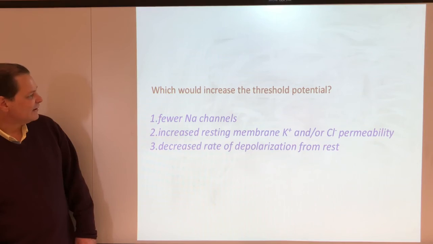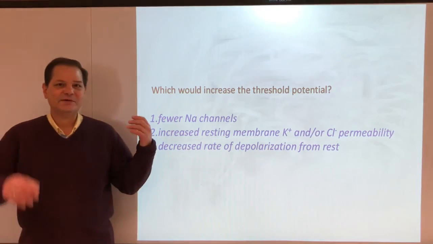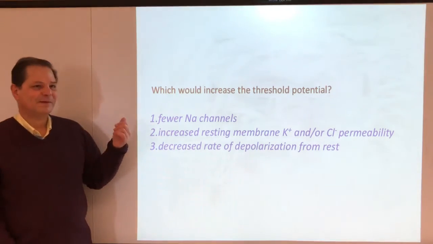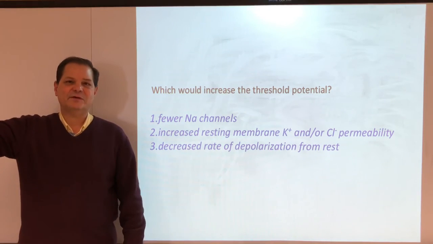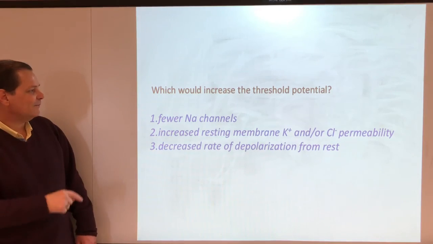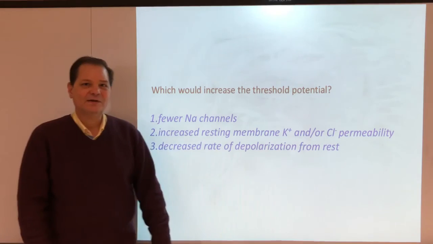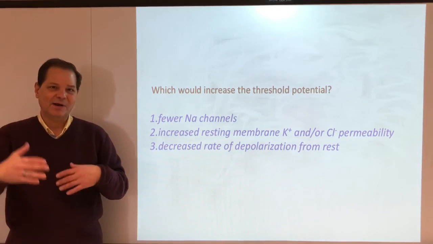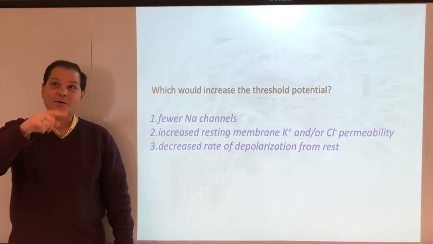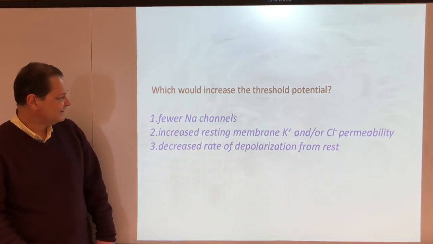What would increase the threshold potential? Fewer sodium channels would make that threshold potential less negative, or increase the threshold potential. And that is because you have to open a higher percentage of the channels that are left in order to get that regenerative reaction to take place. Increased resting membrane permeability: more open potassium or chloride channels means that your membrane voltage is being dragged down more. And so you need to open more sodium channels to oppose that and get that regenerative reaction going in order to get a phase zero of an action potential.